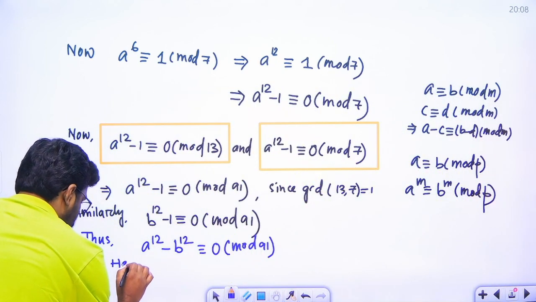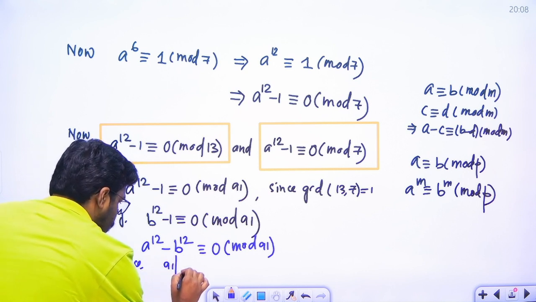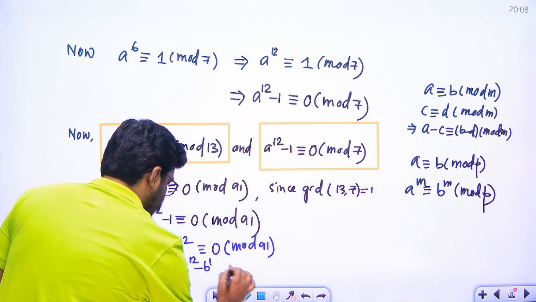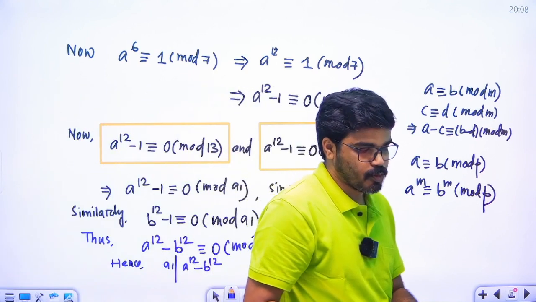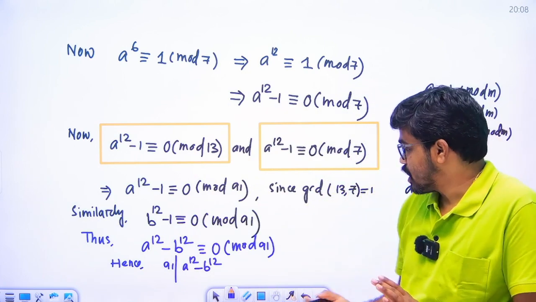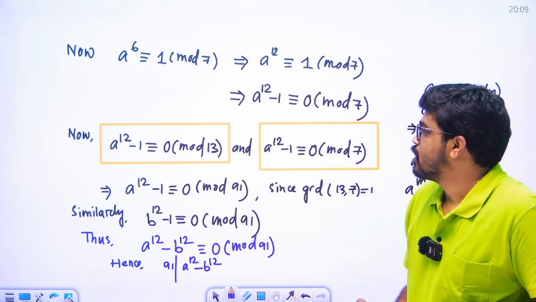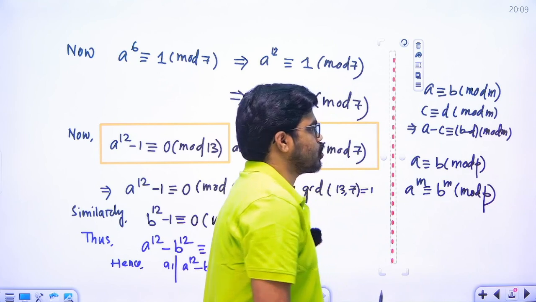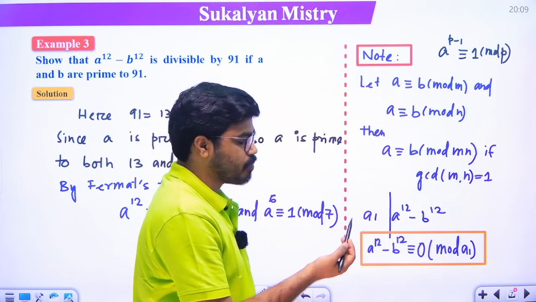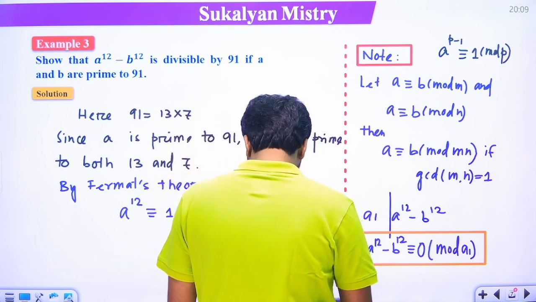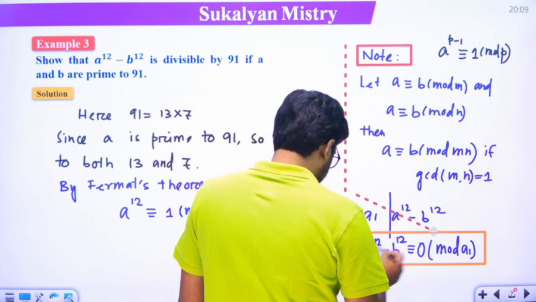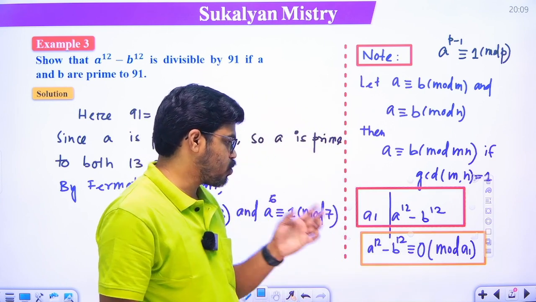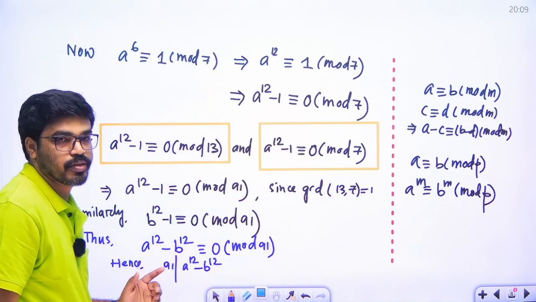So hence we conclude that 91 divides a to the power 12 minus b to the power 12. We prove that a to the power 12 minus b to the power 12 is divisible by 91. Please do write the side notes, so that the properties and concepts I am applying become clear to you. So basically that was our target: 91 divides a to the power 12 minus b to the power 12, that is, a to the power 12 minus b to the power 12 is congruent to 0 modulo 91, so we proved this.